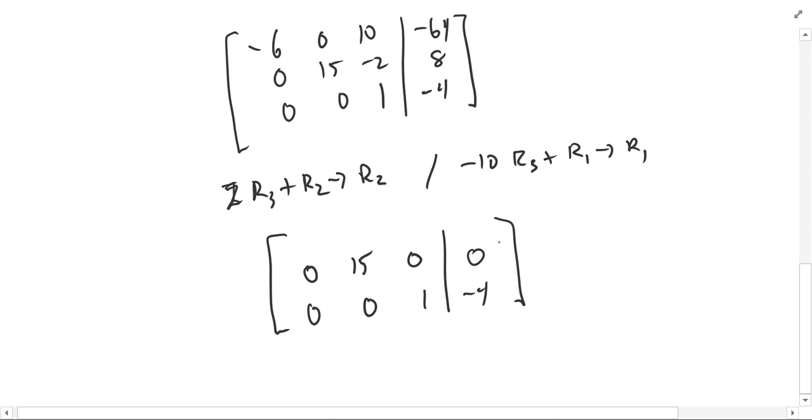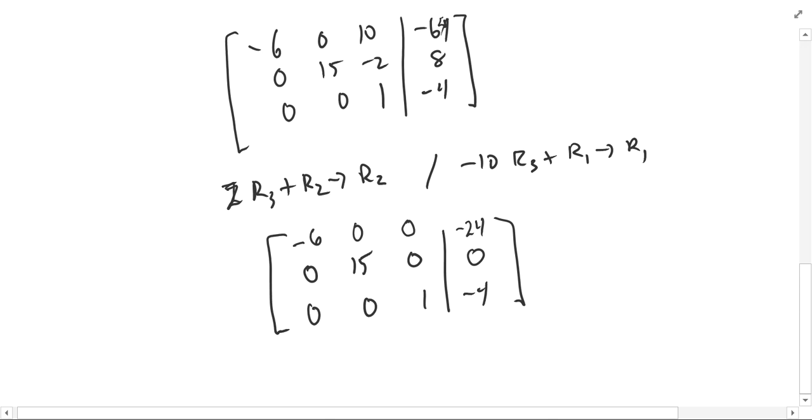All right, and then finally negative 10 times row 3 plus row 1. 10 times 0 plus negative 6 is going to be negative 6. 10 times 0 plus 0 is still 0. Negative 10 times 1 is negative 10, plus a positive 10 would be 0. And negative 10 times negative 4 is positive 40. So positive 40 and a negative 64 would be a negative 24.